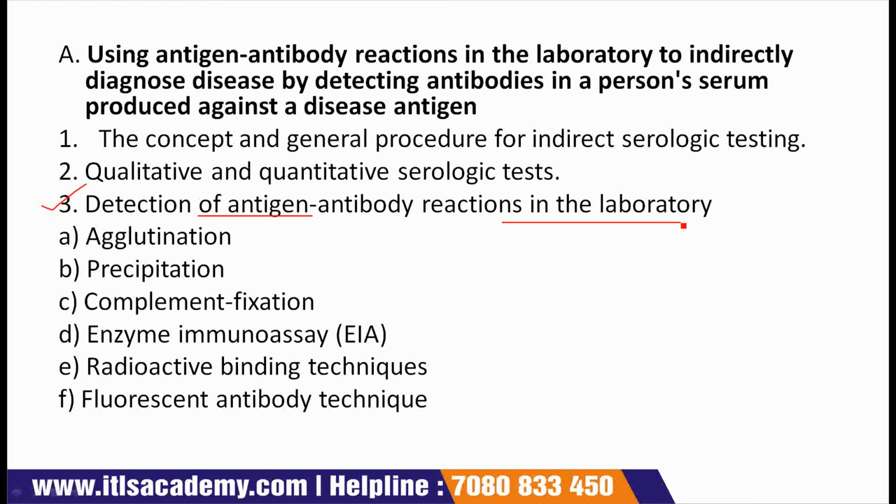Antigen antibody reactions may be detected in the laboratory by a variety of techniques. These techniques are agglutination, precipitation, complement fixation, enzyme immunoassay, radioactive binding techniques, and fluorescent antibody technique.